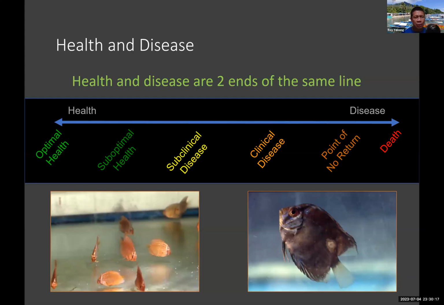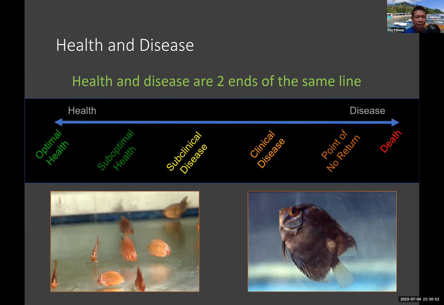So health and disease are two ends of the same line. We can have really, really healthy fish, optimal health, on one side. Some of the producers, our farmers, are trying to breed fish. The breeders have to be really healthy and in good condition in order to actually produce the gametes they need to spawn. We can have fish that are maybe not quite as healthy, but they still look okay. Maybe they could use a little bit more food, etc.